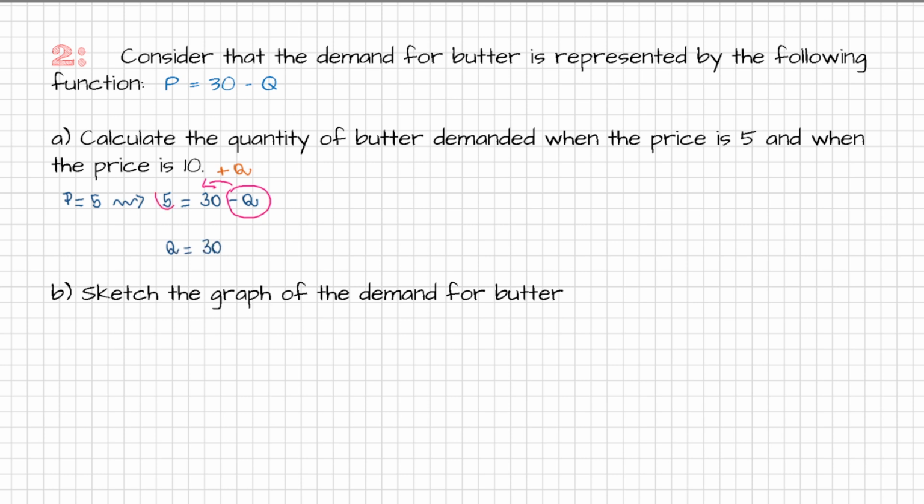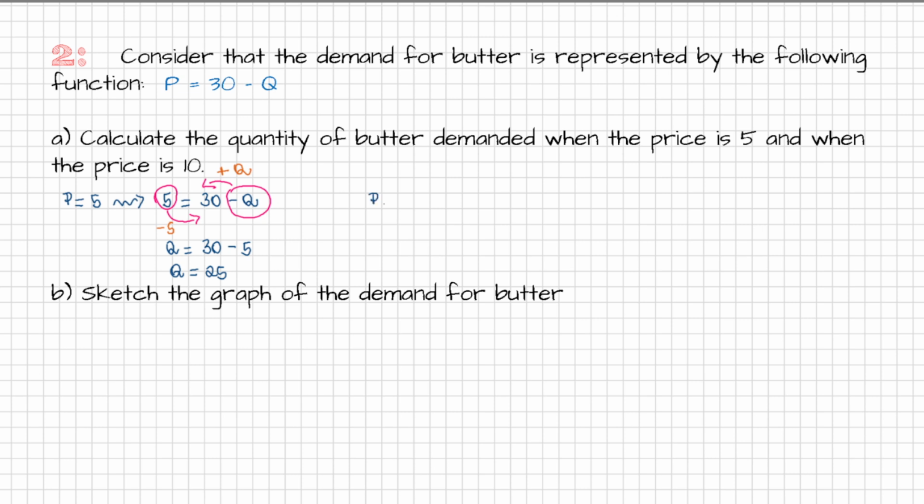Next, we move 5 to the right side of the equation, changing its sign to negative. Again, we invert the operation. Since it is adding, we move it to the other side as a subtraction. Now we have Q is equal to 30 minus 5. Q is equal to 25. So when the price is 5, the quantity demanded is 25.